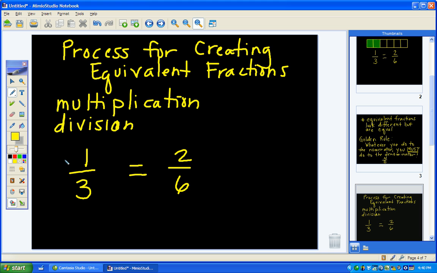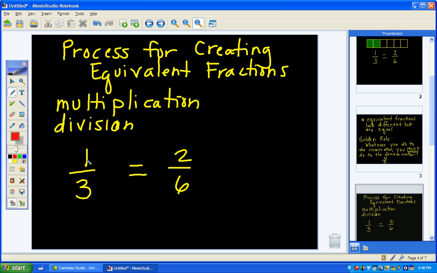In our model, I showed you 1/3 shaded, and then I took that 1/3 and divided it into 6 pieces instead of 3 pieces, and then it created 2 that were shaded. These are equivalent fractions because even though they look different, they do represent the same amount of the whole. I'm going to show you how multiplication can be used in this instance to have created this equivalent fraction. And remember the golden rule, whatever you do to the numerator, you must do to the denominator.